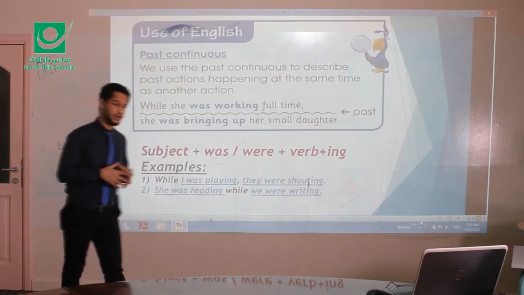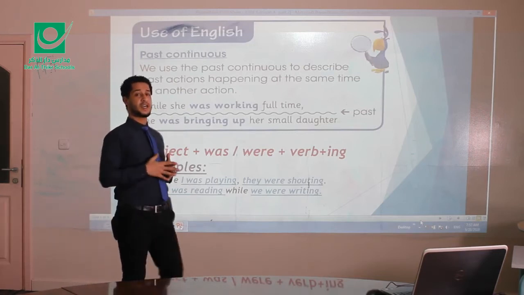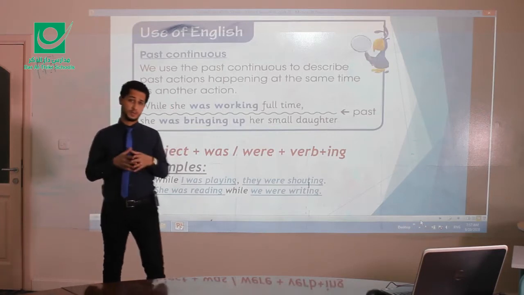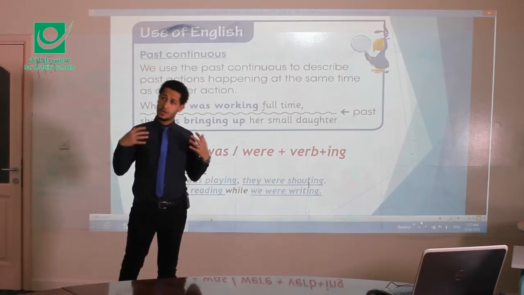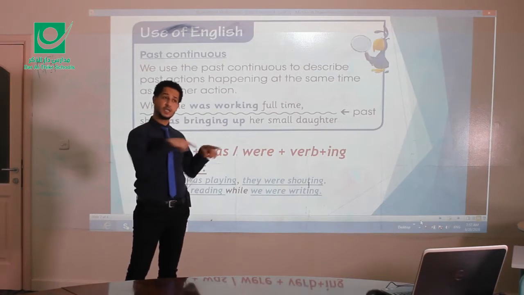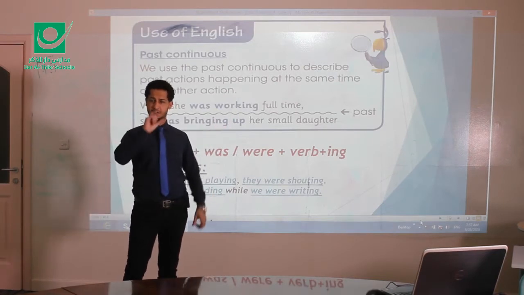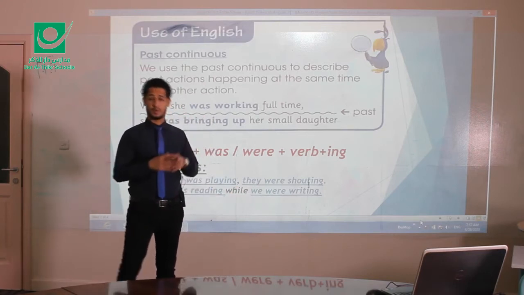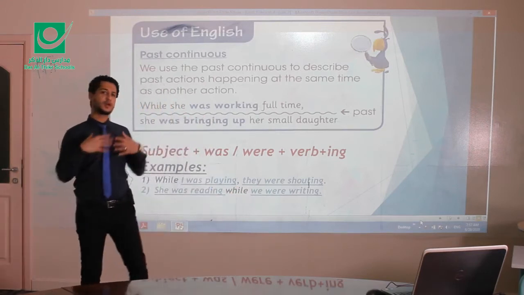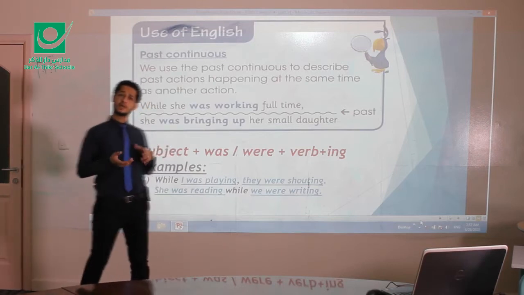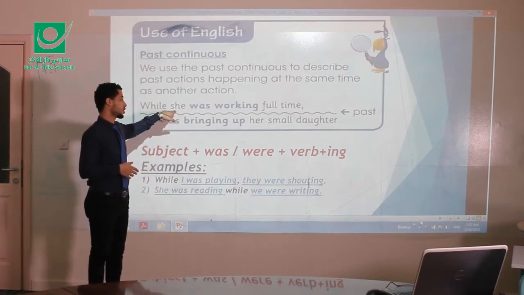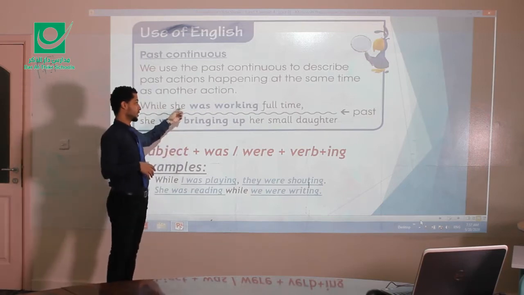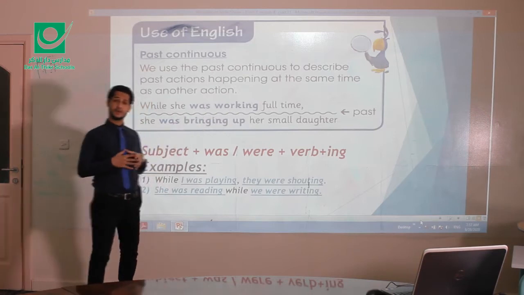Okay? Now we understand the usage of the past continuous. Why? We use the past continuous to refer to actions that were continuous together in the past for a period of time. How can I use it? What's the form of the past continuous? Before I tell you the form of the past continuous, you can look at this sentence. She was working full time. She is the subject, and then was, and then ing added to the verb.